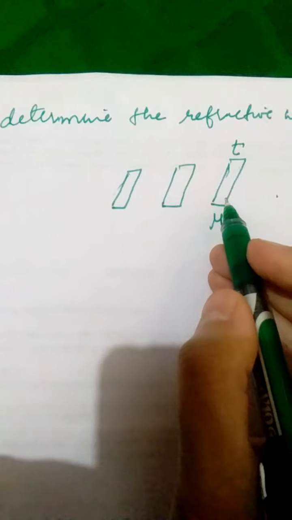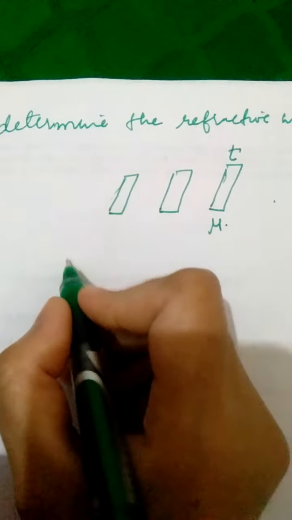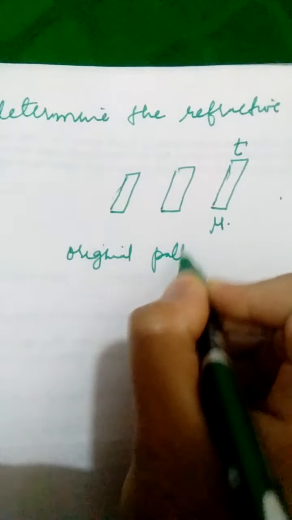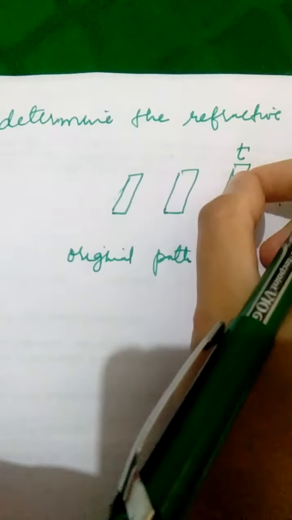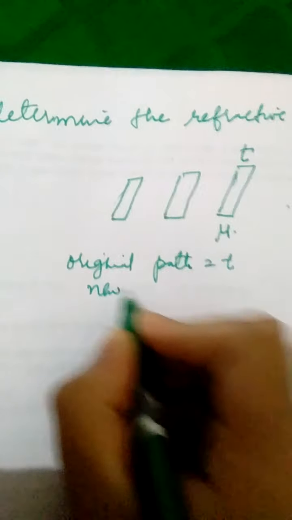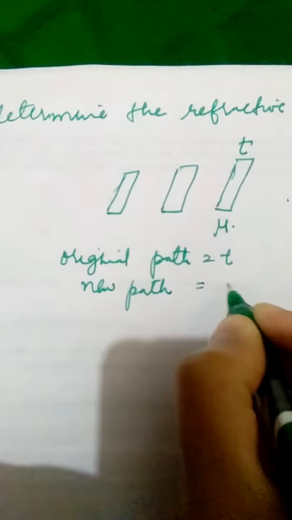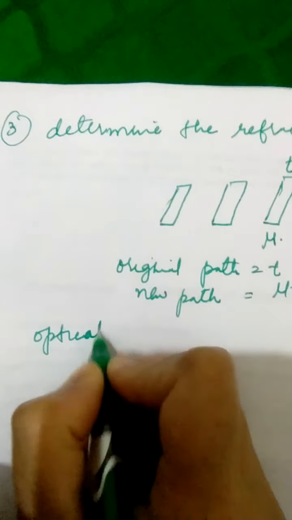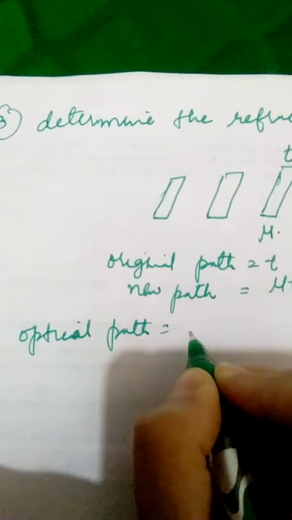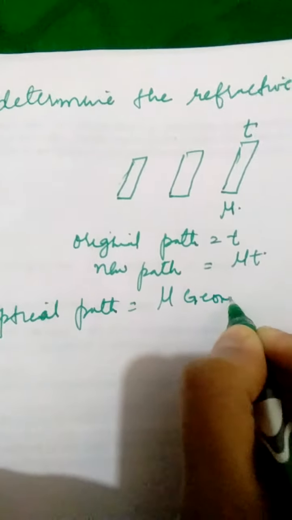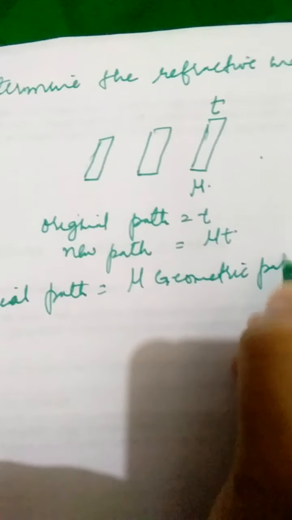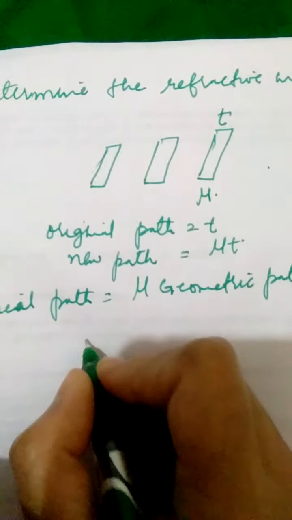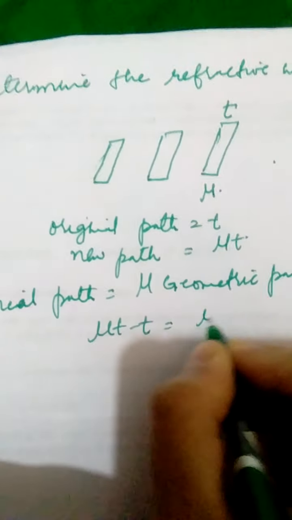Now in the absence of this material of thickness T, what was the path covered by the light? Original path was simply T, the thickness, right? But what will be the new path once you have introduced this material? It will be mu times T, because I have already told you that optical path is mu times the geometric path. So if the original path is T, the new path will be mu T. So what is the path difference? It is mu T minus T, that is mu minus 1 into T.